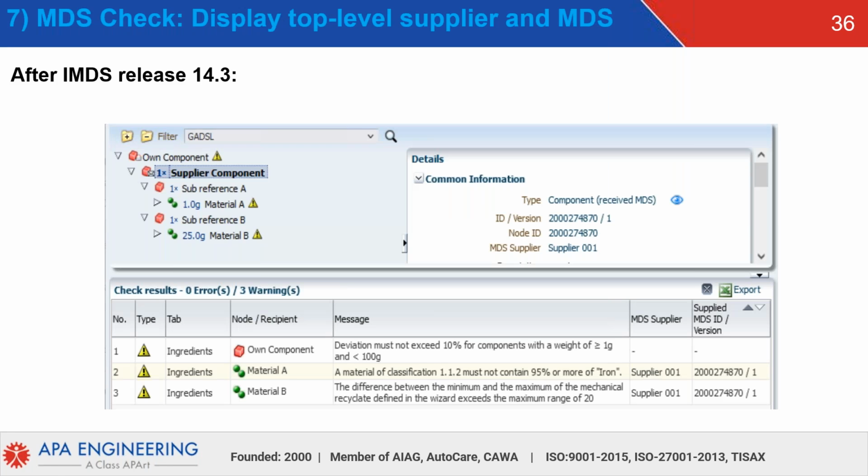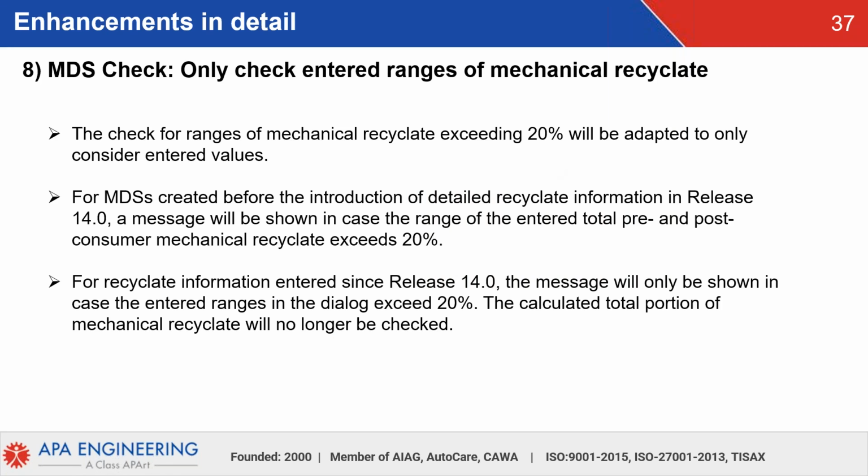If you go into a check result, you can see number, type, tab, node, and message. These are the tabs available till this 14.3 release. Once the 14.3 release gets updated, you can see the MDS supplier and supplier ID version in this tab itself. The next thing is that the MDS check only checks entered ranges of mechanical recyclate.